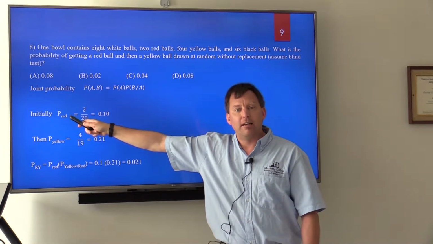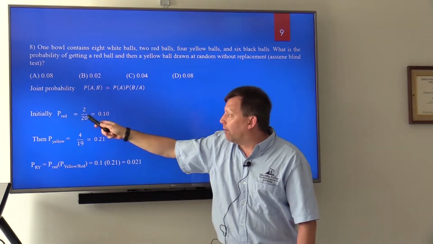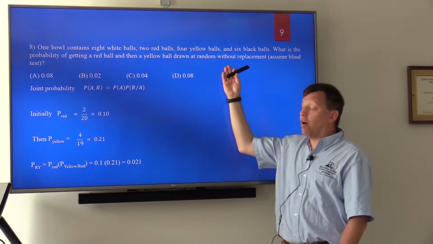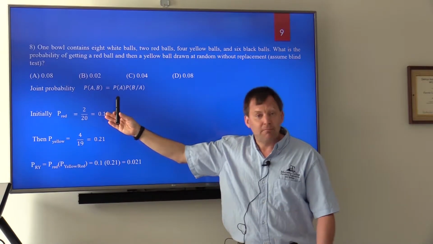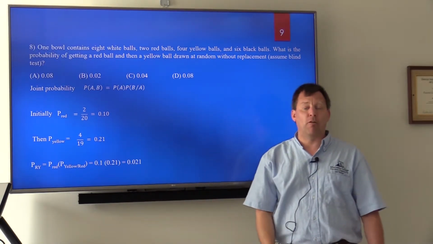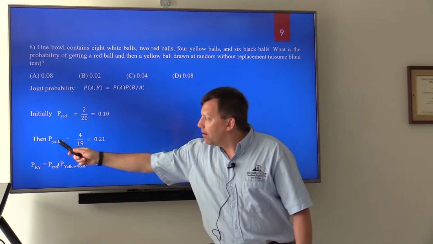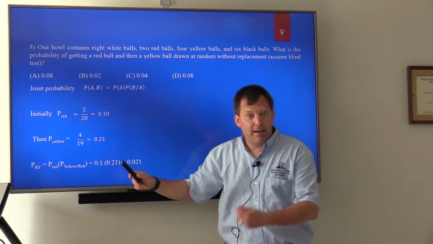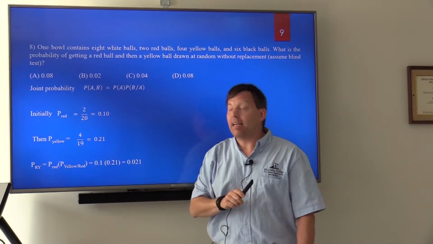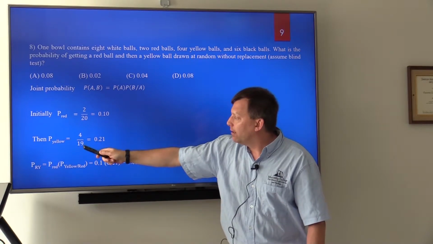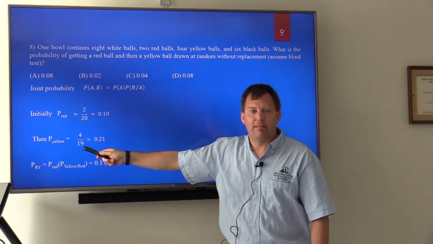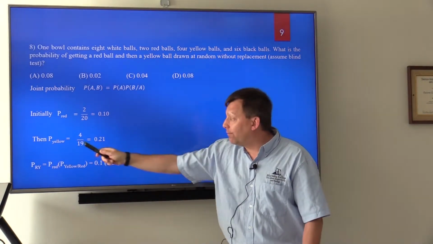Initially, the probability of getting a red ball is 2 over 20. 20 balls total, 2 red, pretty straightforward. The probability is 0.1. Now that we've drawn a red, for the probability of drawing a yellow, there are 4 yellow balls, and 19 balls remain. Not 20, because we drew one out. We only have 19 left.